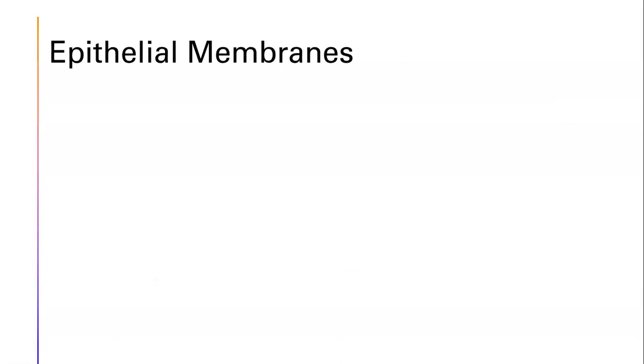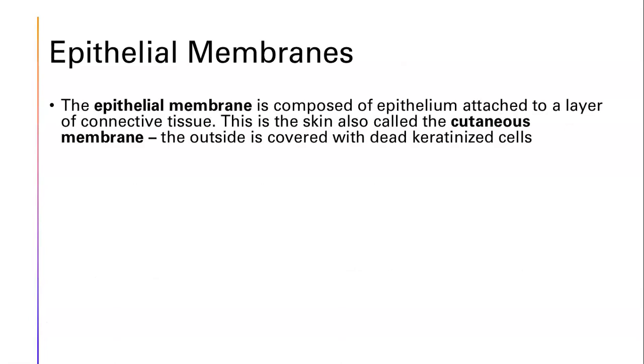Let's talk about epithelial membranes. The epithelial membrane is composed of epithelium attached to a layer of connective tissue. This is the skin, which is also called the cutaneous membrane. The outside of the skin is covered with dead keratinized cells, and keratinized just means they've been toughened up. They're hard, filled with a protein called keratin.